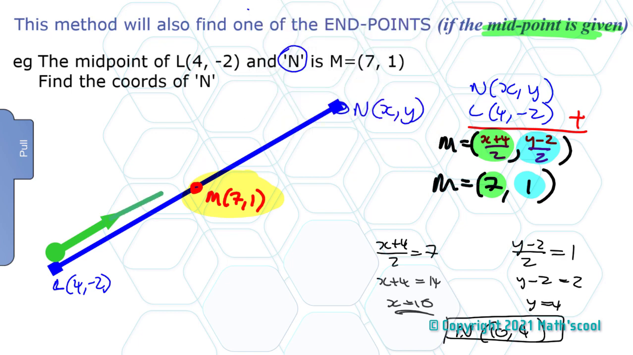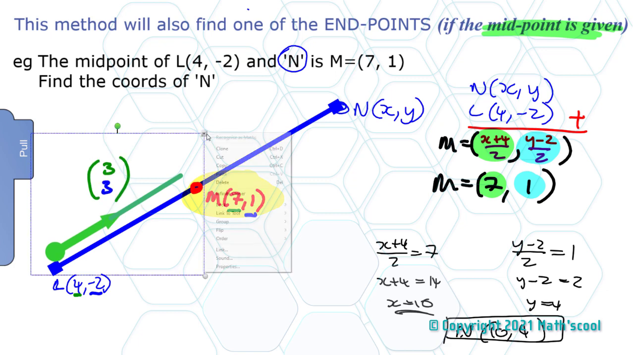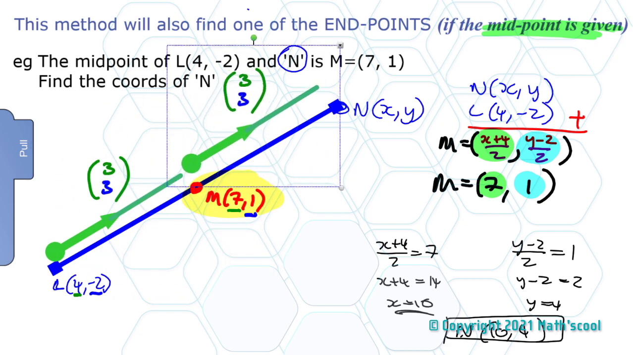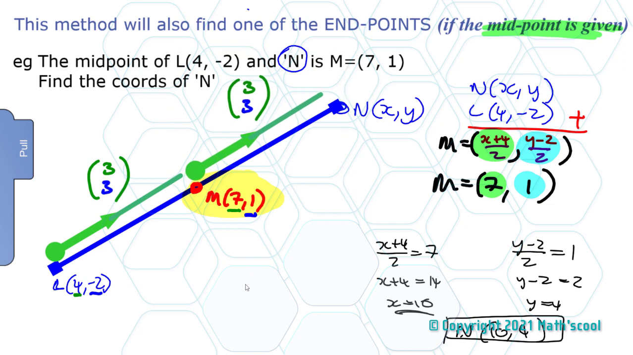I would look at this vector here, from here to here, and the vector is how much do you go along the x-axis? From 4 to 7 you go 3 along the x-axis, and then how much do you go along the y-axis? From minus 2 to 1 you go 3 along the y-axis. So now this vector here has got to be the same as this vector here. They've got to be the same vector.